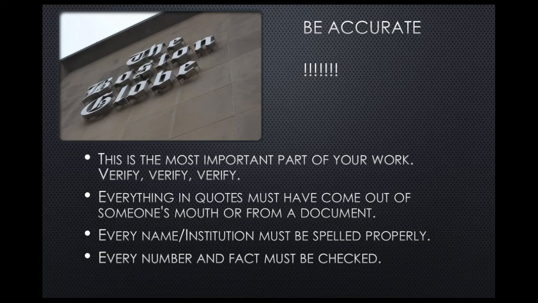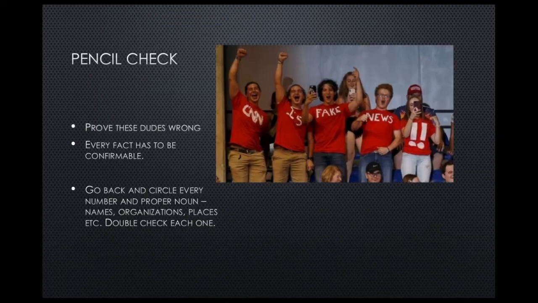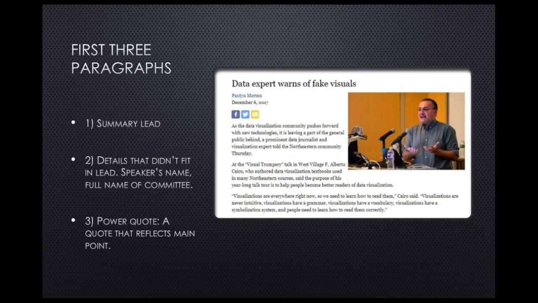Every name and institution, go back and check all the names and institutions. Every number and fact needs to be checked. Circle them and go back and check them. This is what we call a pencil check. And prove these doubters wrong. Every fact has to be confirmable. Go back, circle every number, proper noun, names, organizations, places, and double check each one. I guarantee you'll find stuff. You will find stuff. I had a horrible typo in the headline of my blog post last week, and I'm still horrified.